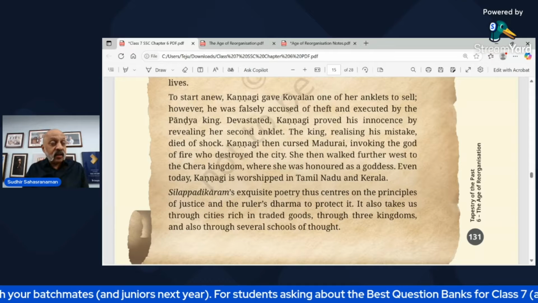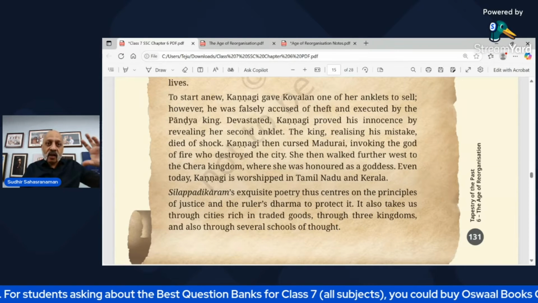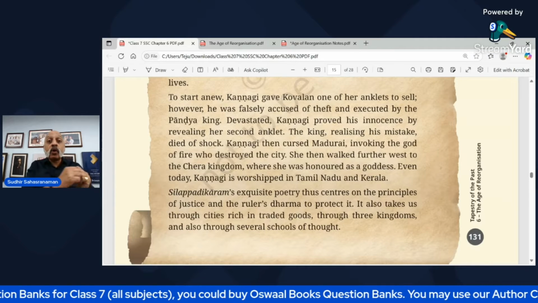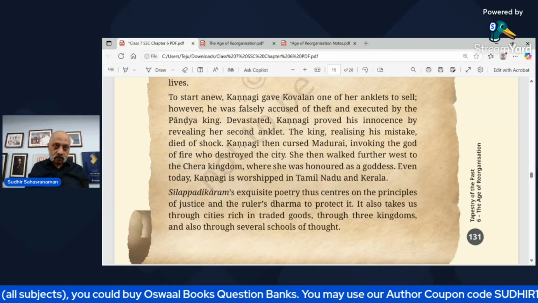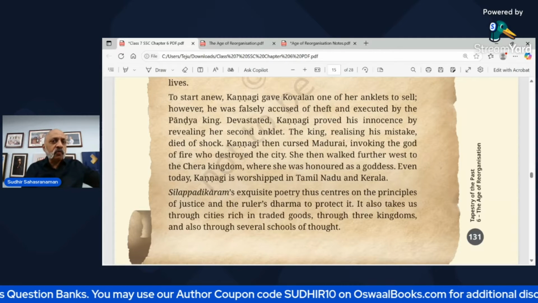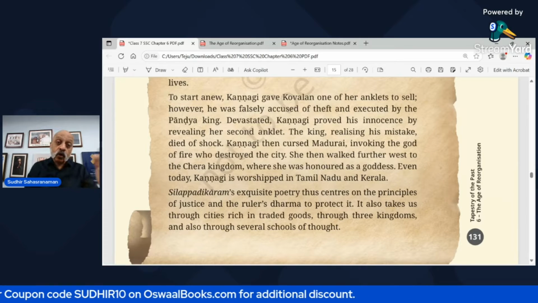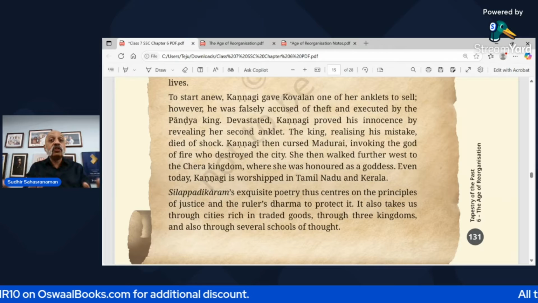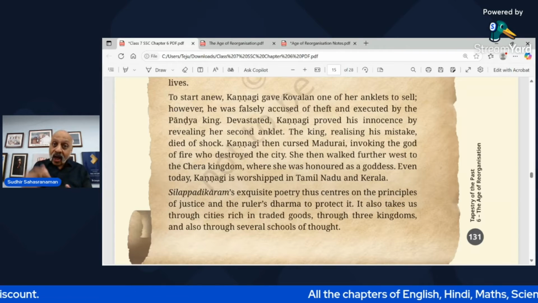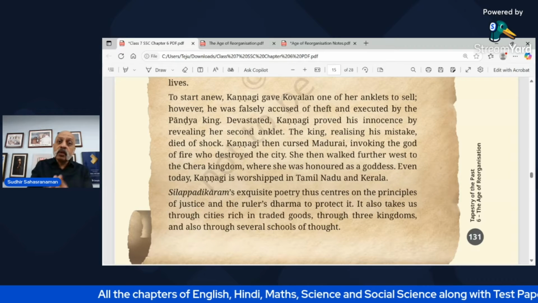Kannagi was still angry. She cursed the city of Madurai. She invoked the god of fire, Agni Devta, and the city of Madurai was completely burnt down. That was the anger of Kannagi. And then she went in the western direction. Who was ruling in the western direction? The Cheras were ruling in the western direction, and there she was honored as a goddess for what she had done in Madurai. And even today, Kannagi is actually worshipped as a goddess in both Tamil Nadu as well as in Kerala.